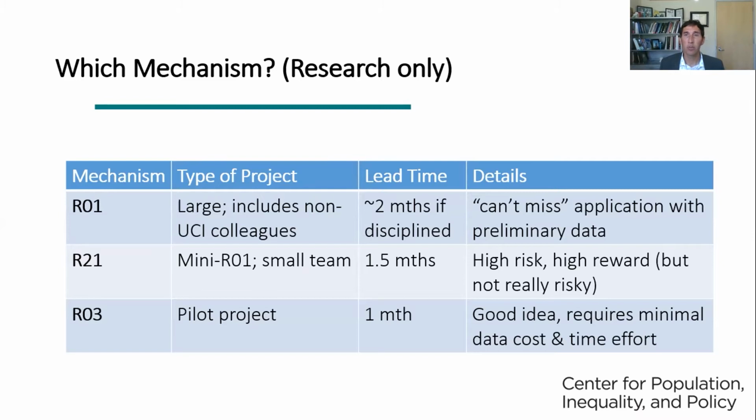And then you have the R03, which I think of more as a pilot project. You have a good idea that requires maybe a minimal amount of data cost and maybe a GSR for 1 or 2 quarters a year. And that's about it, because that's what $50,000 will buy you at UCI. So not that much person time, but the benefit is that you don't need that much lead time to prepare.